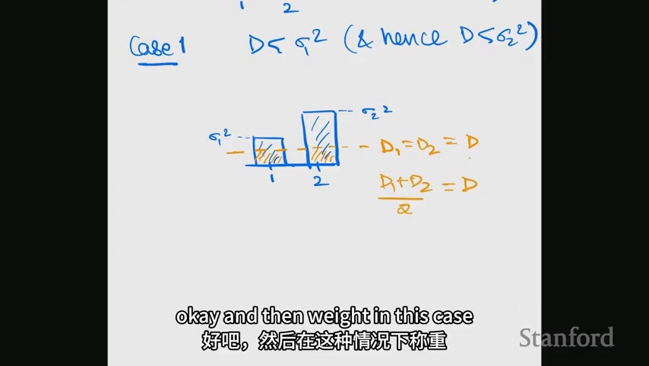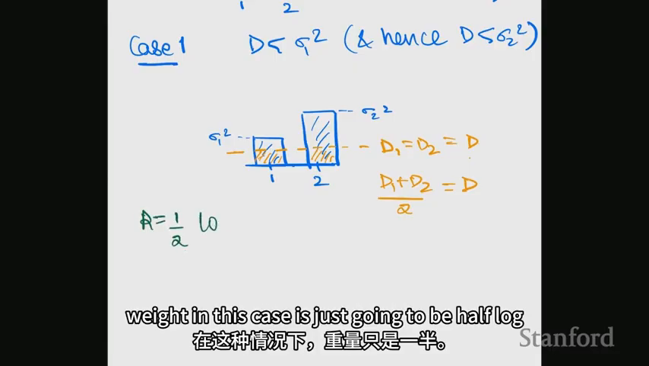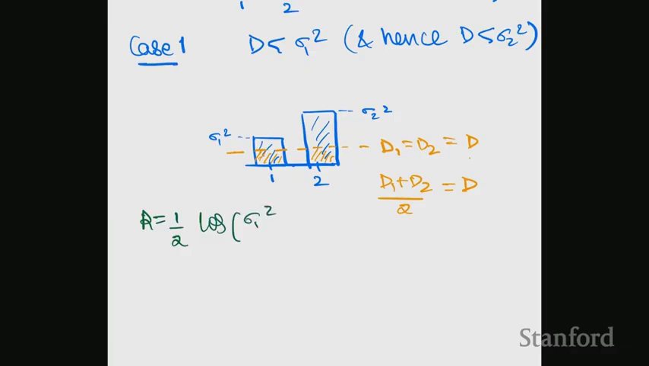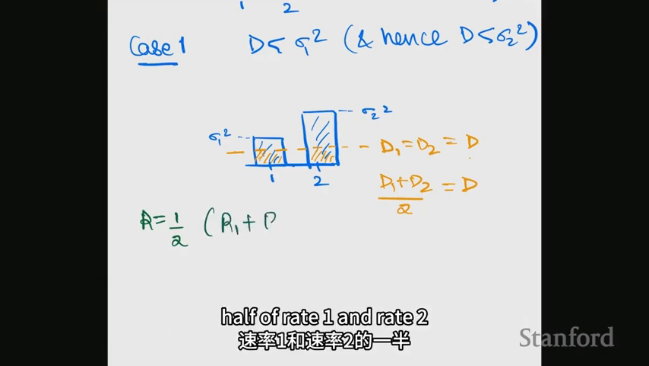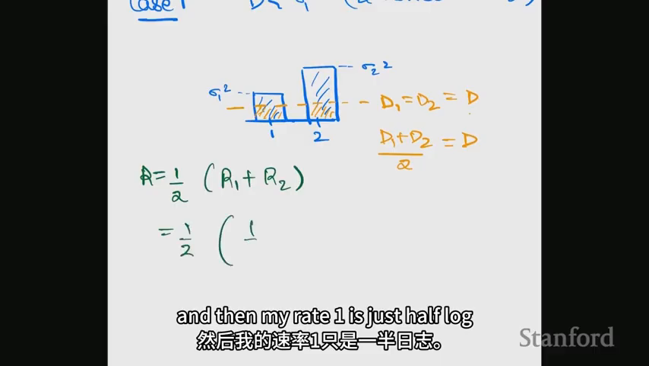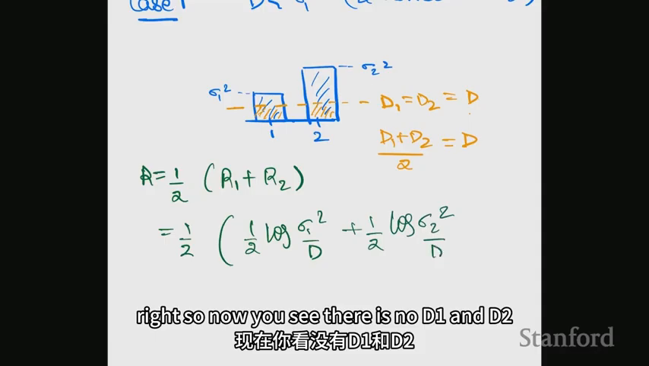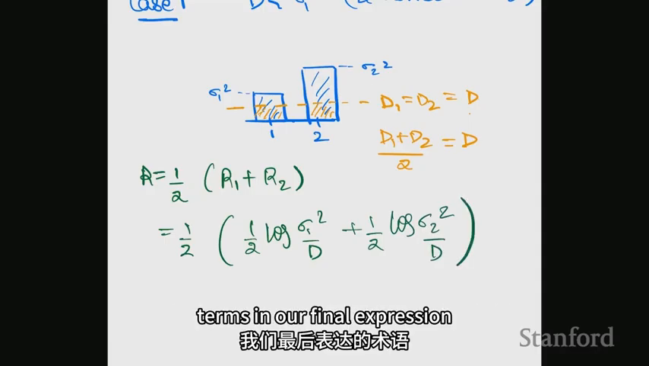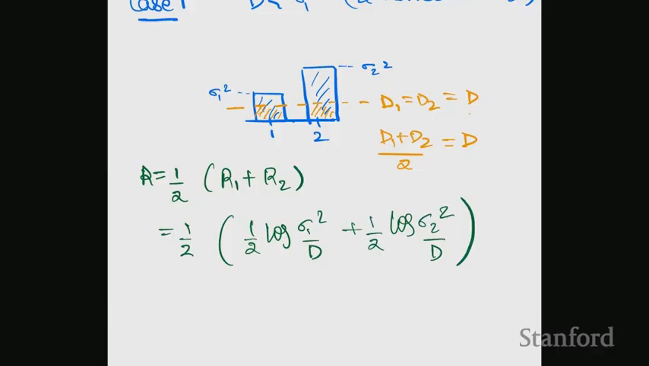Okay, and then the rate in this case, let me write it like this in case it's still not clear. Rate in this case is just going to be half of rate 1 and rate 2, some of them. And then my rate 1 is just half log sigma 1 square by D plus half log sigma 2 square by D. Right, so now you see there is no D1 and D2 terms in our final expression. It's just D, because that's what you told me. You told me to just give D distortion to each one. Okay.